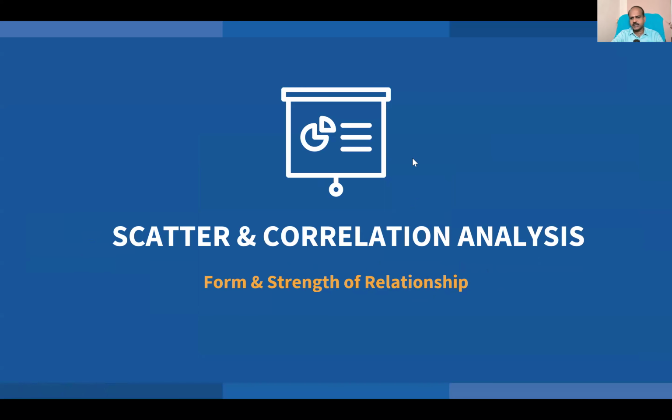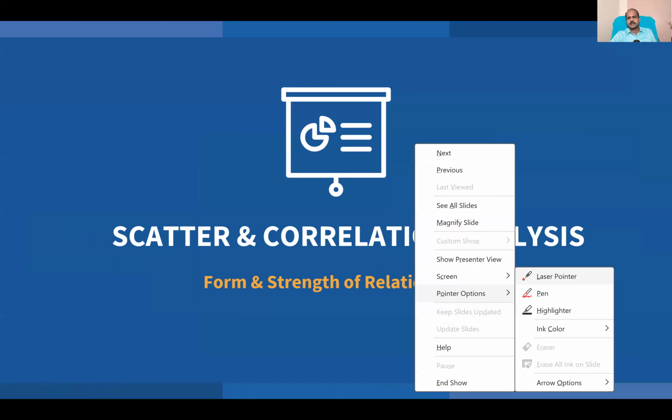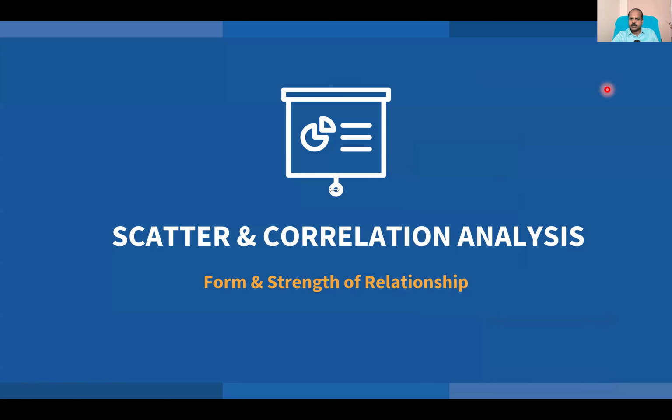So scatter plot as well as the correlation analysis. In a broader sense, your scatter plot can help you to study the relationship that may exist between your x variable and y variable. X variable, we know they are input factors. Here we call them predictors. Y variable, the output factor, here we call them response variable. So the question we are trying to get answered is: is there a relationship between the predictor variable and the response variable?